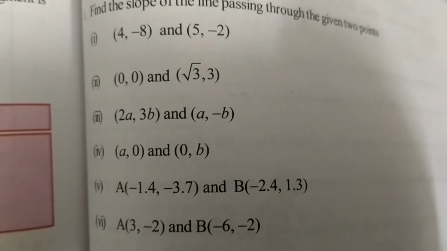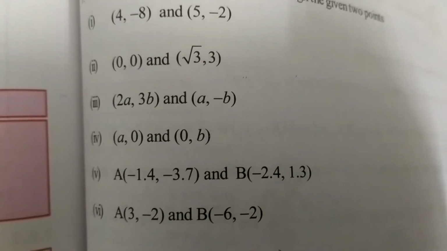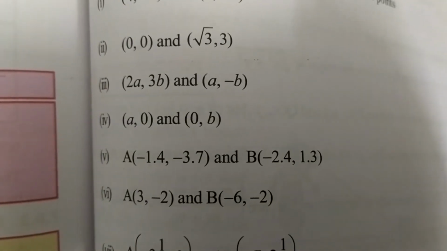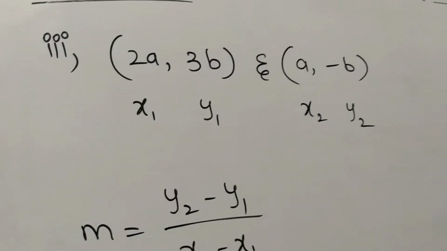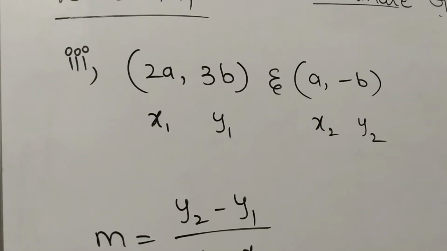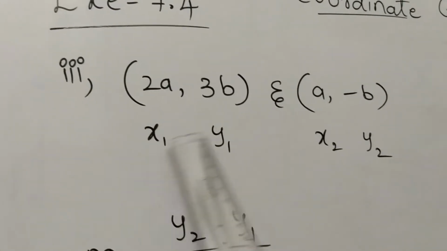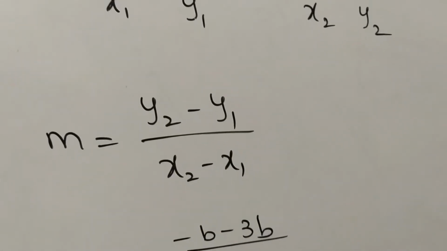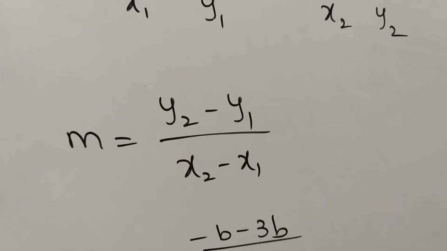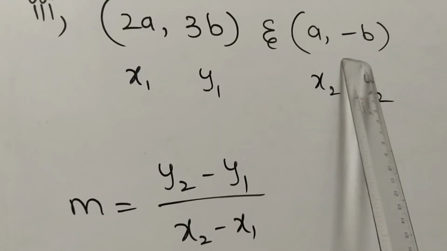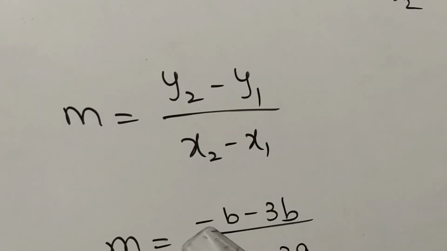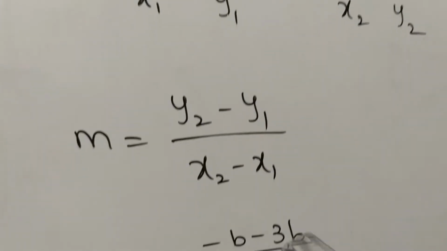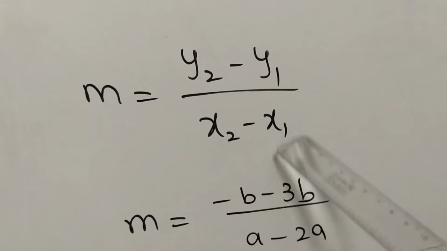Next I am taking the third one, students: 2a comma 3b and a comma minus b. Let us do this. See here, this is the third solution. We take the given points as x1 y1 and x2 y2, and the slope formula is y2 minus y1 by x2 minus x1. We all know this. Let us do the substitution. What is y2 here? Minus b, so in the place of y2 take minus b. Here minus is there, write minus. The y1 value is given as 3b, so write 3b, divided by x2 minus x1.